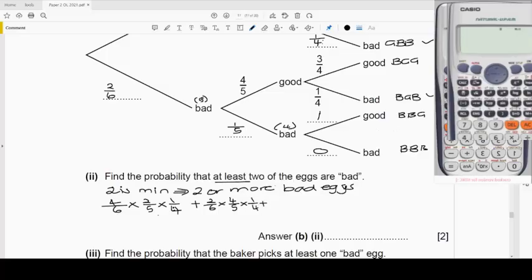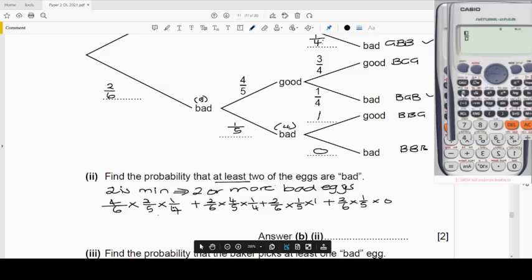Then the next one is this one here. We have to go like that. So we have 2 over 6 times 1 over 5 times 1. And then the last one is this one over here. You have 2 over 6 times 1 over 5 times 0. Okay, and this you can just work out on the calculator.